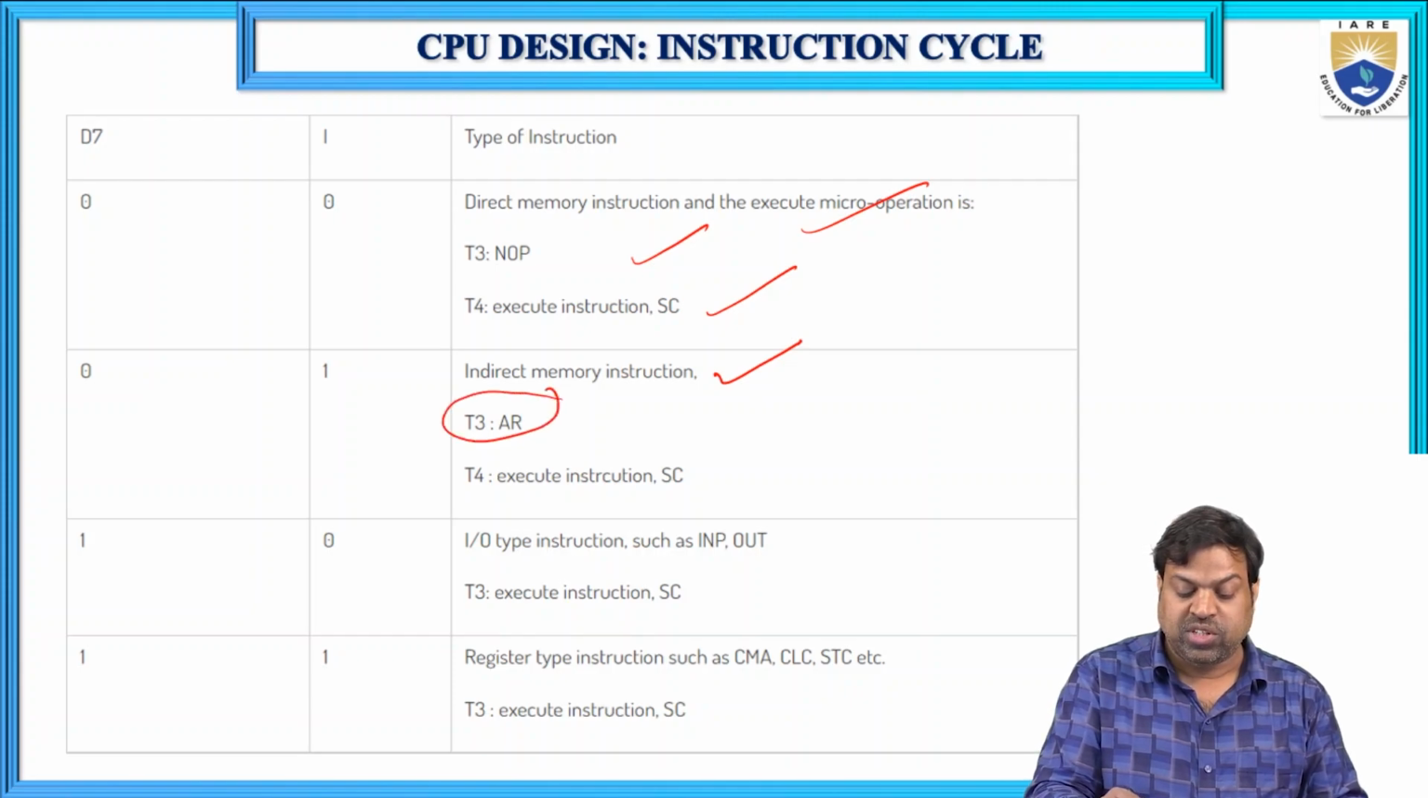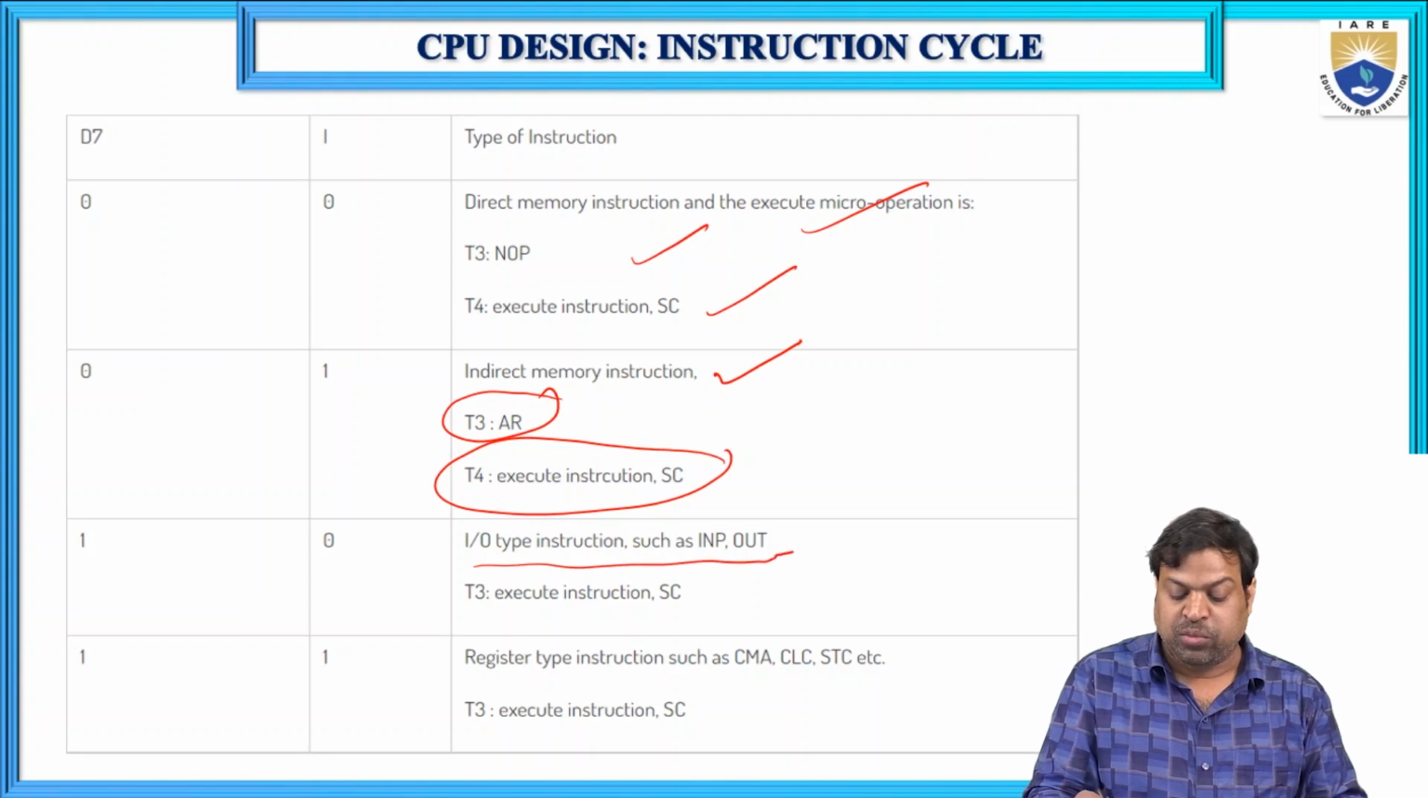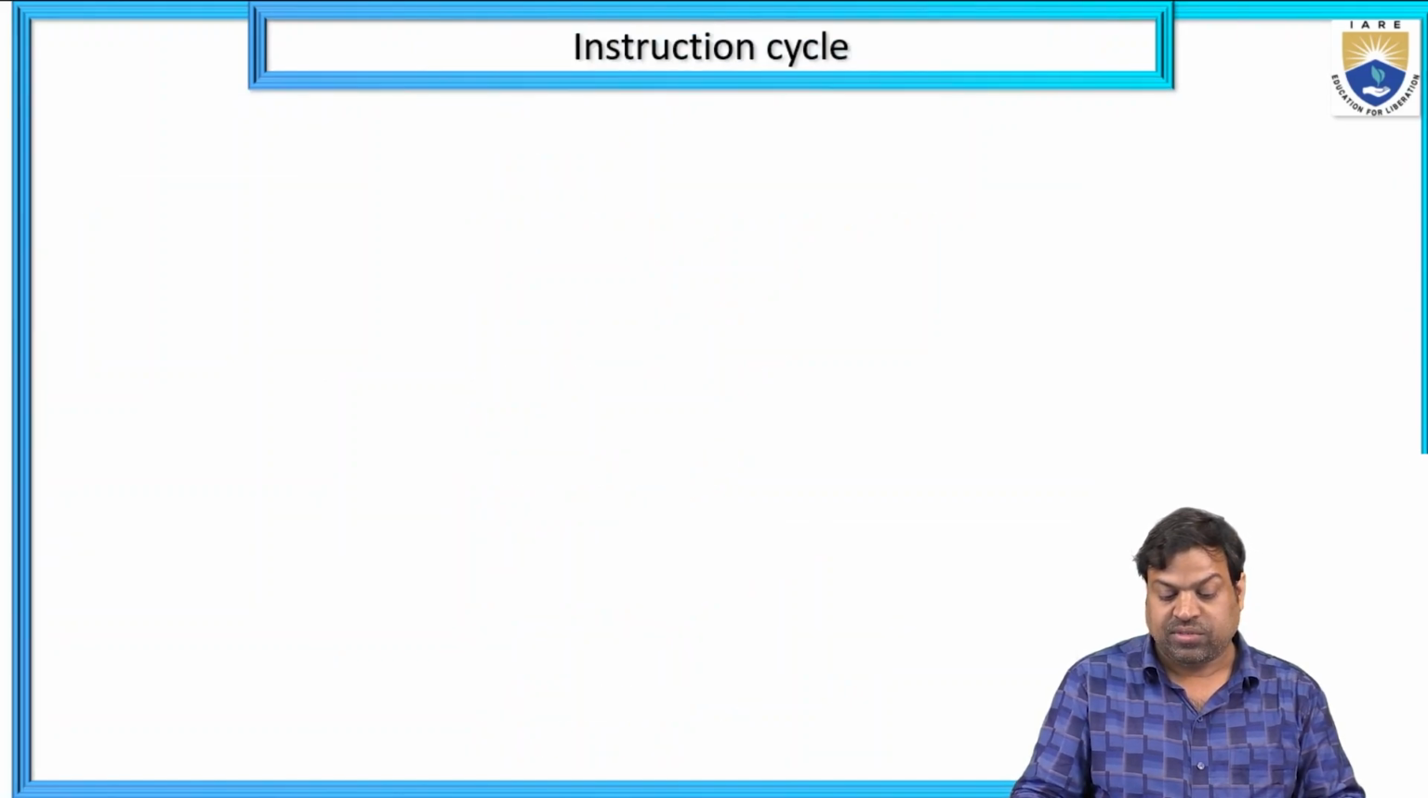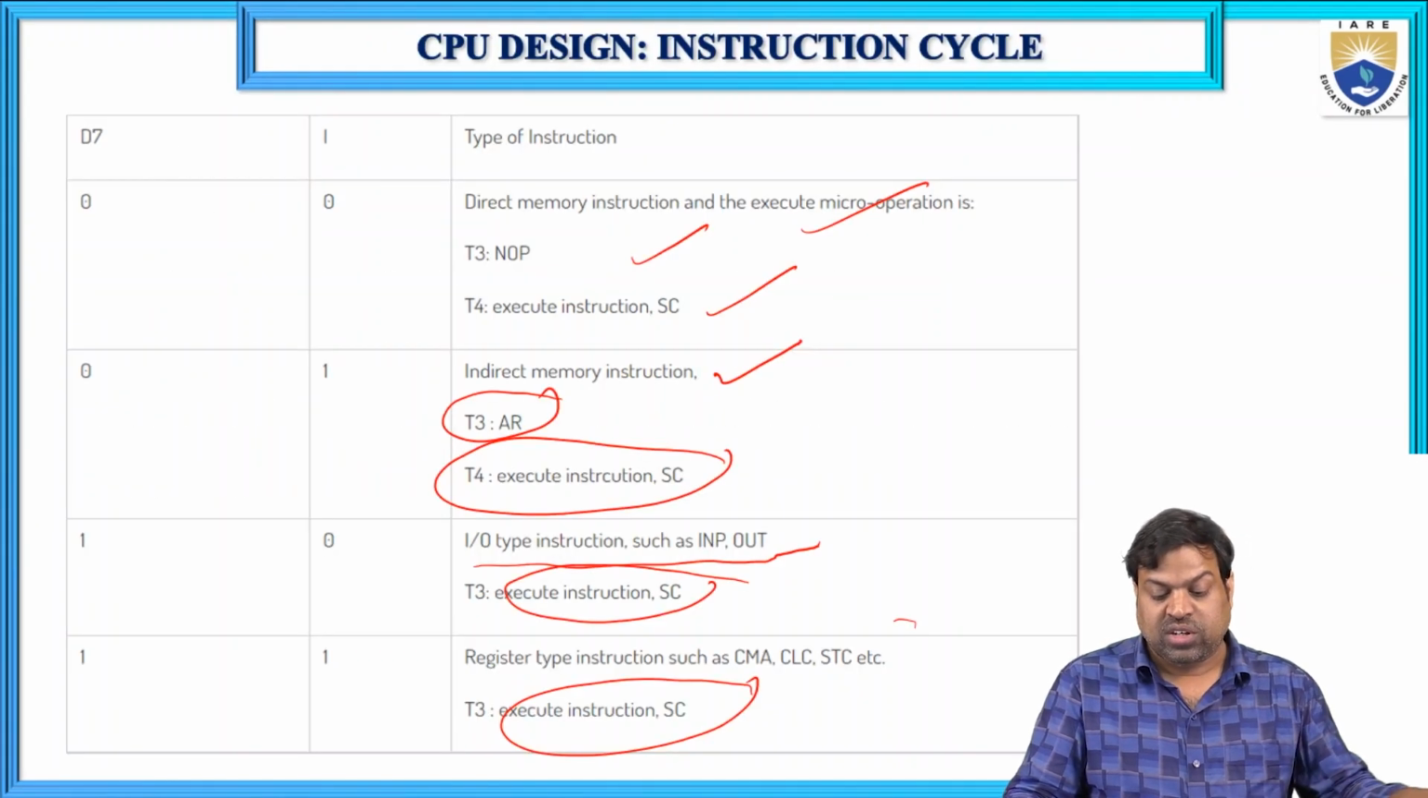If it is indirect memory, it means we need the address register. After that, it is going for the instruction. If I go for the input output function, then it is going for the source index, then it is going for the execution of the instruction. Okay, these are about the references.